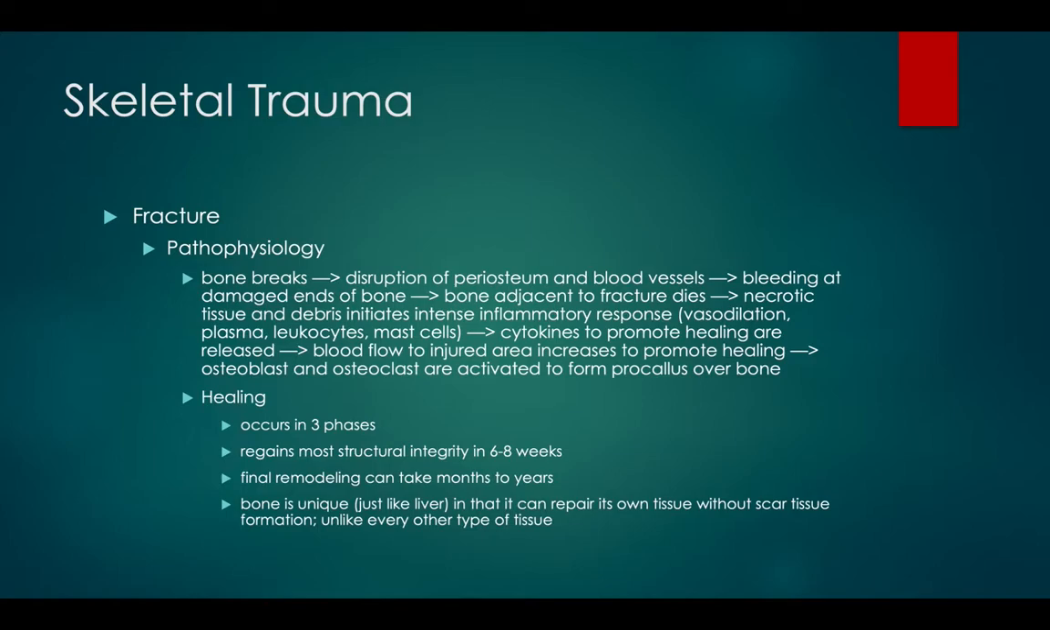Obviously, if you're trying to rebuild something, you need to get oxygen and nutrients to that area to help get that rebuilding to occur. The osteoblasts and osteoclasts are activated to form procallus over the fractured bone. So the healing occurs in 3 phases. It regains most of its structural integrity in 6 to 8 weeks. That's typically why people have casts for that period of time. Final remodeling of the bone can take months to years.